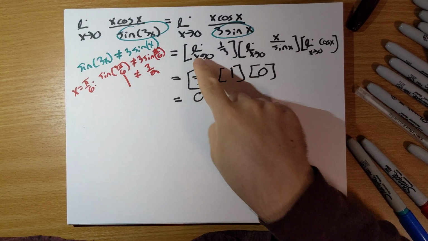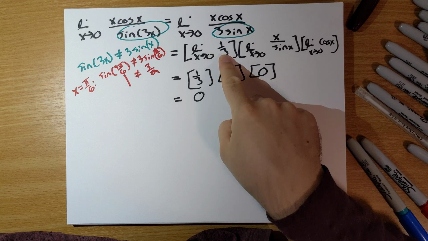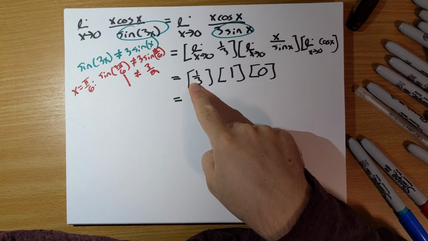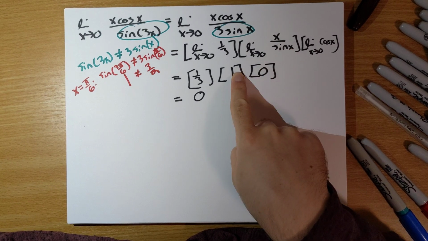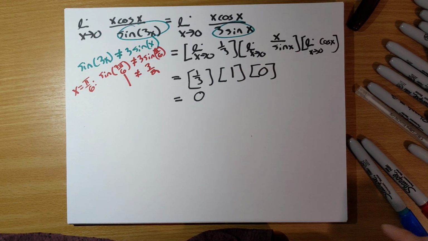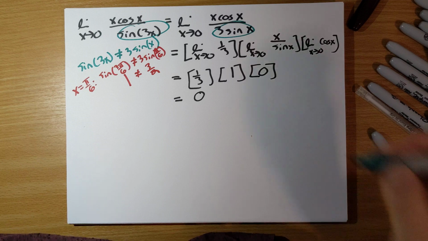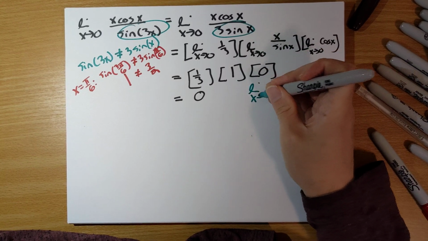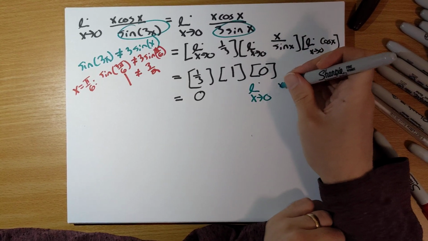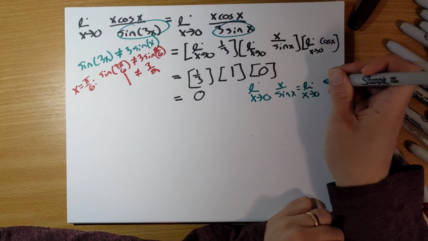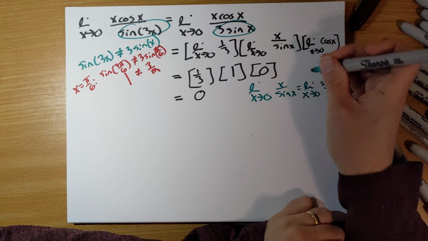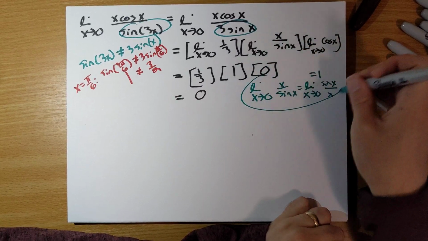Okay, now the student says the limit as x goes to 0 of 1/3 is 1/3. Yeah, that's true. The limit as x goes to 0 of x over sine x is 1. That's also true. That is just something that you should know off the top of your head. The limit as x goes to 0 of x over sine x is equal to the limit as x goes to 0 of sine x over x. Those are both equal to 1.